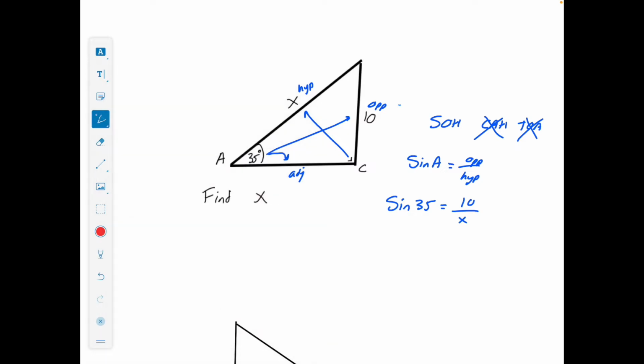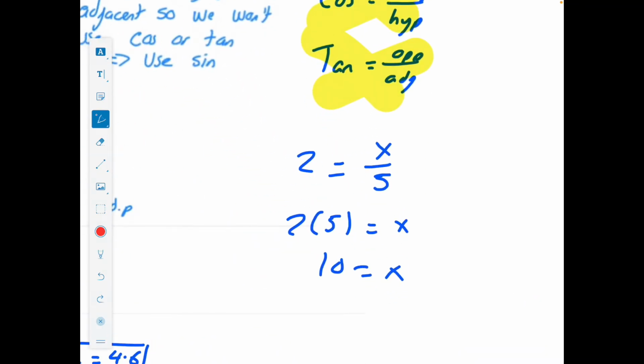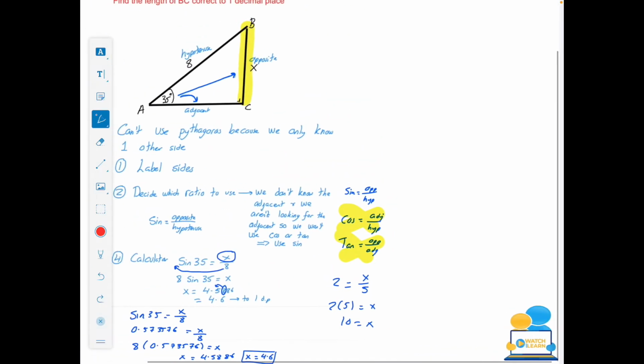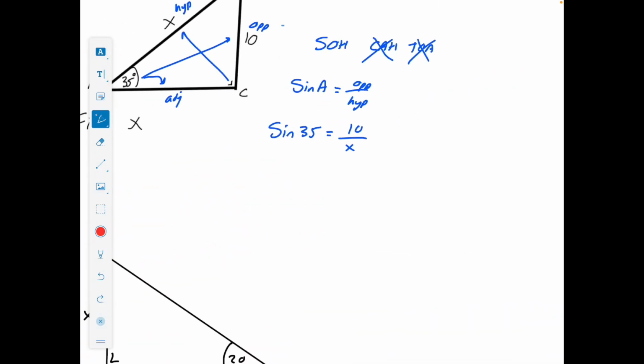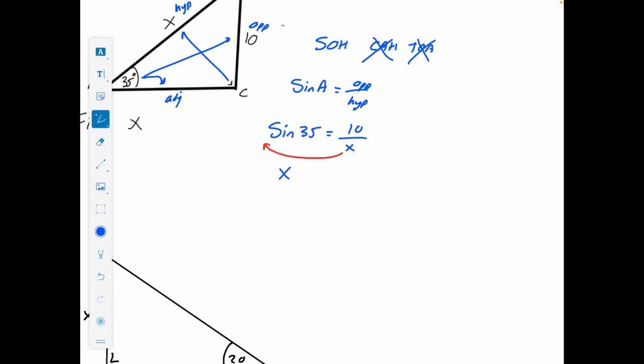We need the x on its own. Right now it's at the bottom of the fraction. When we have a simple bit of algebra, like back here, when we had the 5 on the bottom of the fraction, we essentially brought it over to the other side and it changed to multiply. So we're going to do the same thing here. We're going to bring the x over here. So that will give us x sine 35 is equal to 10.